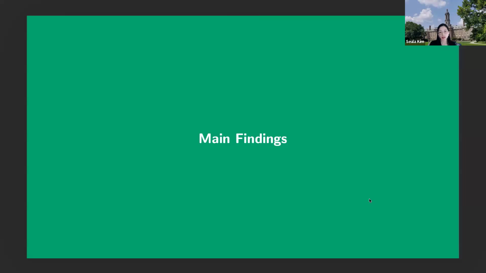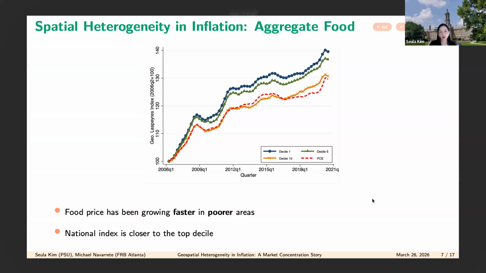Okay, so with that, now let me talk about the set of main findings. The first is about spatial heterogeneity in inflation. I'm showing you the price index for agri-foods across 3 income deciles constructed from Nielsen IQ, which are the 3 solid lines here. The blue line captures the bottom decile, which is the poorest area. The green line is the medium decile, and the orange line is the richest one.